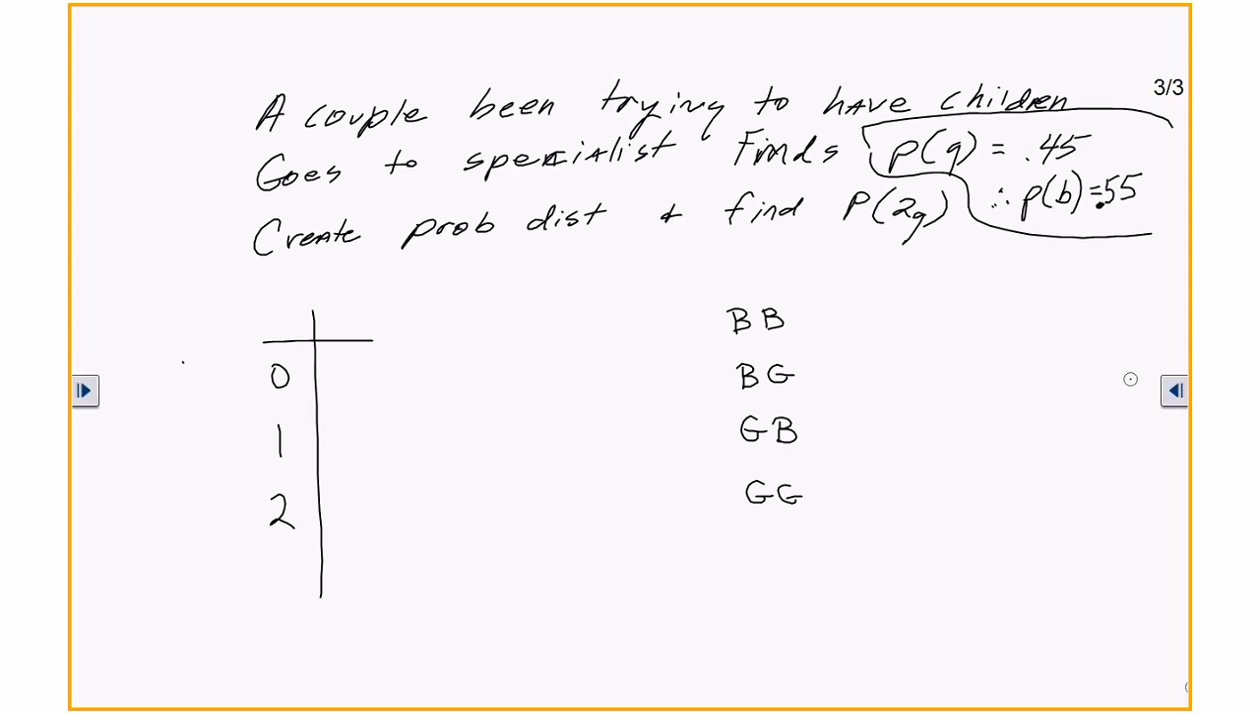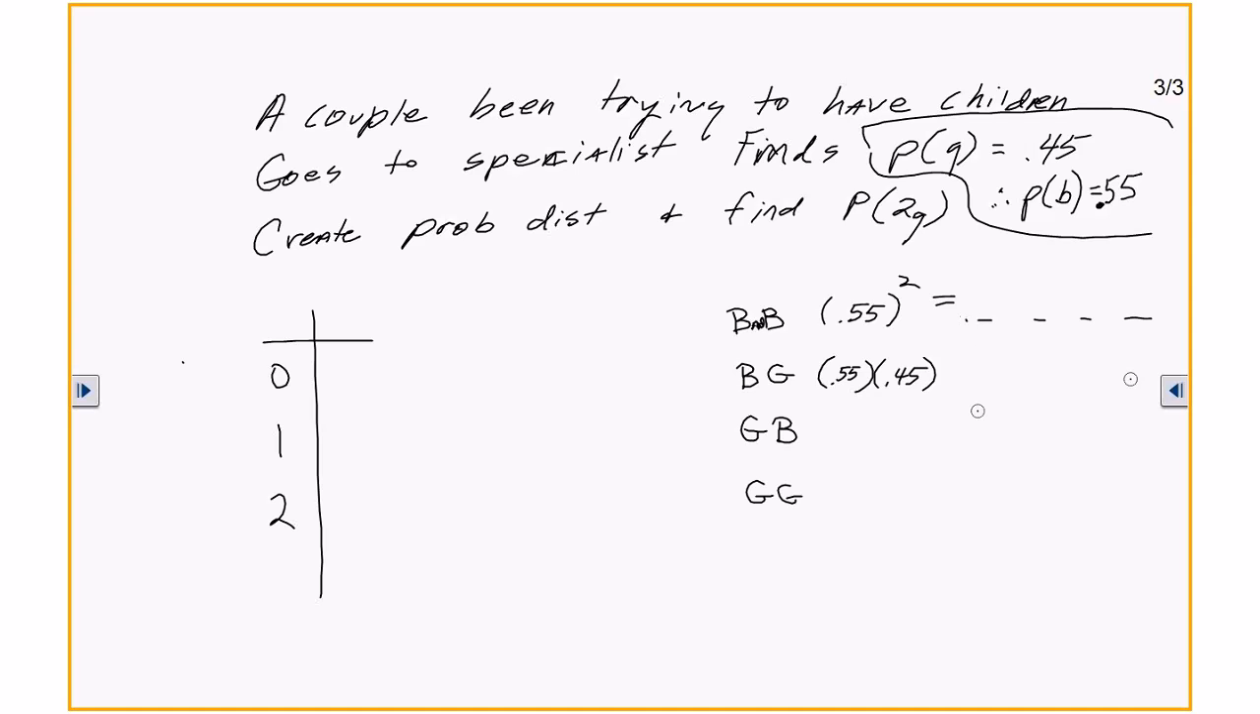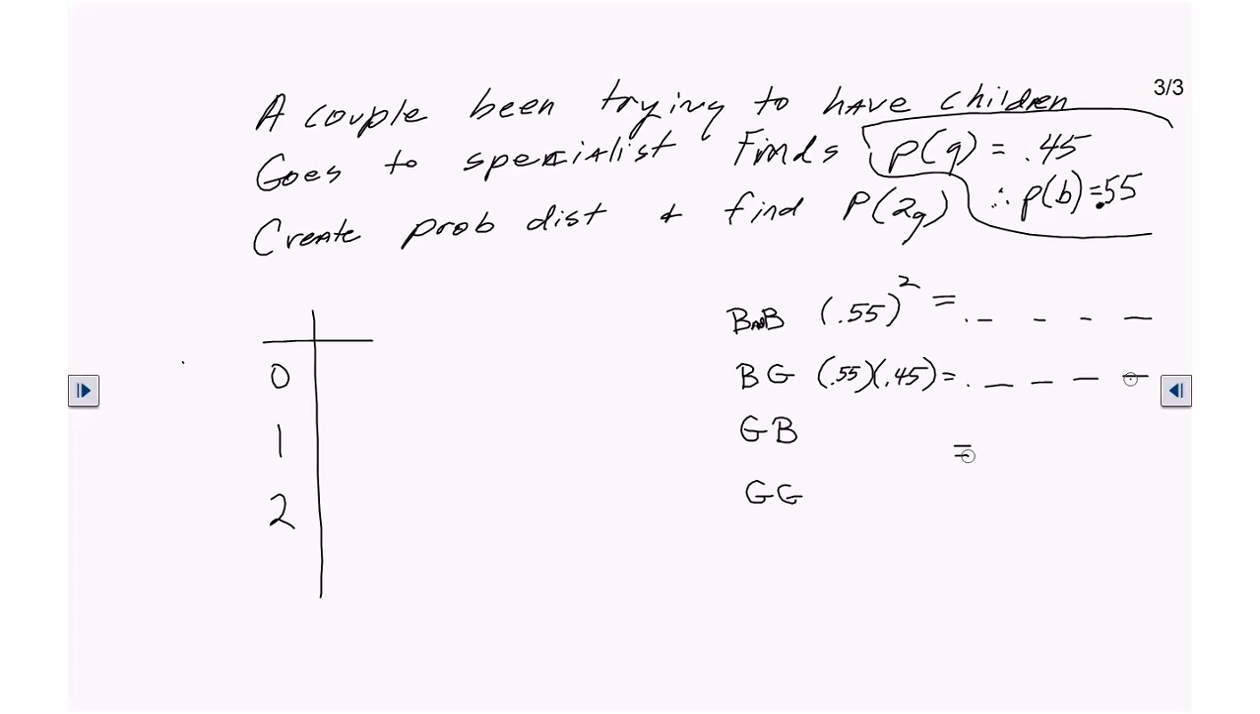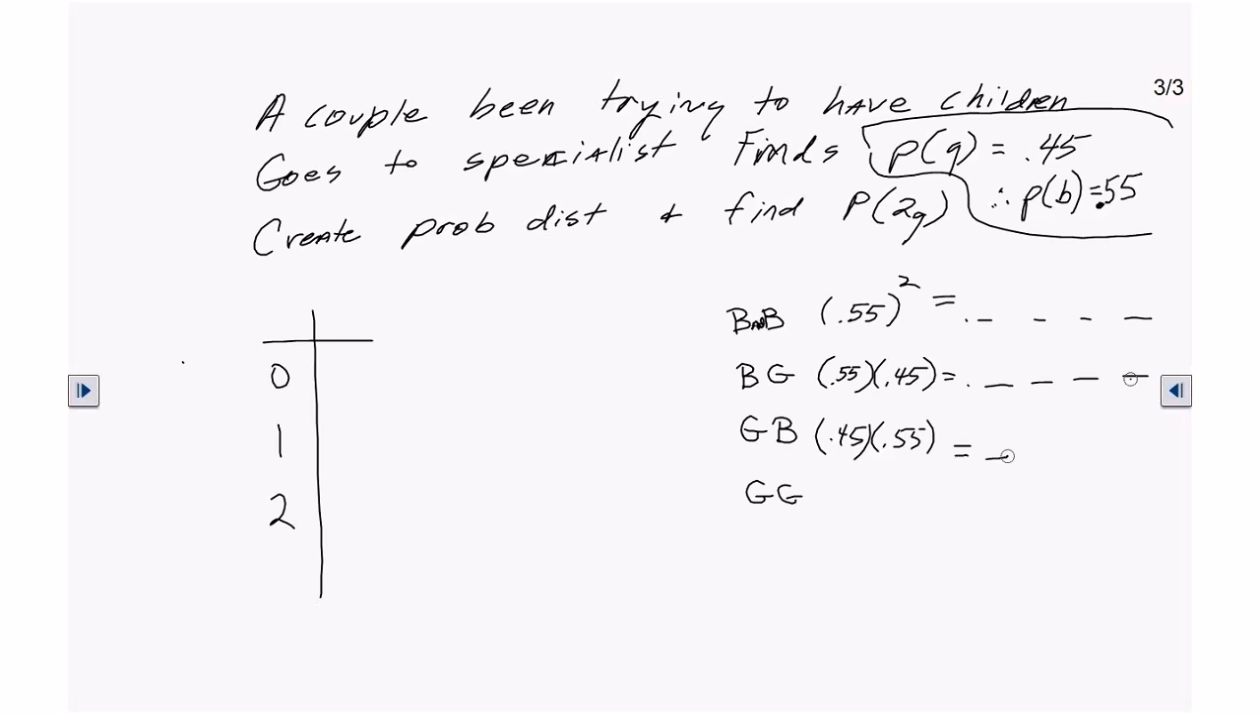Good. All right. So now I'm going to figure the probability for two boys. Using your multiplicative rule, what is the probability of a boy and a boy? And means what? These are bodies. Can you replace bodies? No. So you're going to do 0.55 raised to the second power. Here you're going to do 0.55 times 0.45. I want 4 digits. These two will be the same because it's just the commutative law: 0.45 times 0.55.